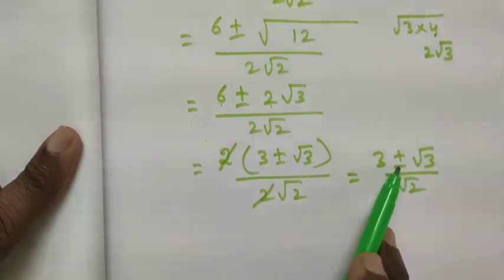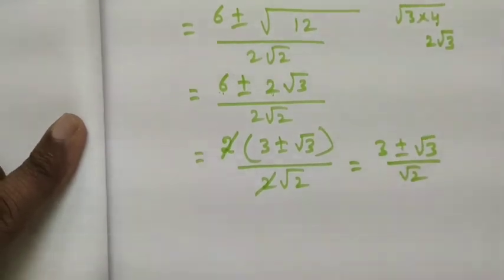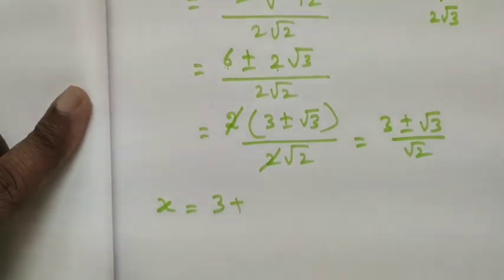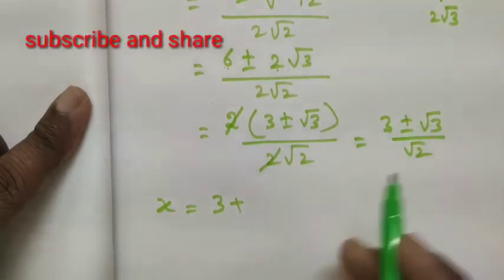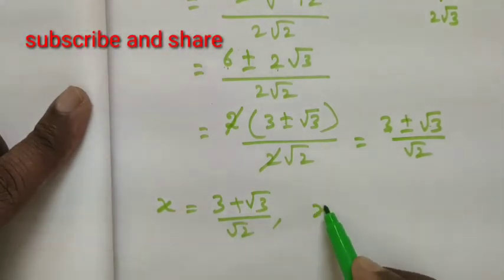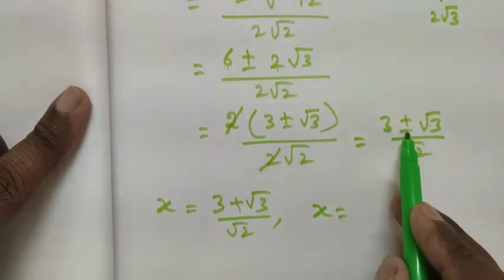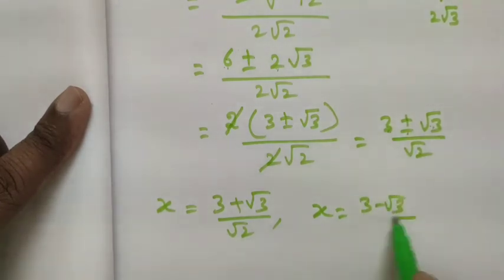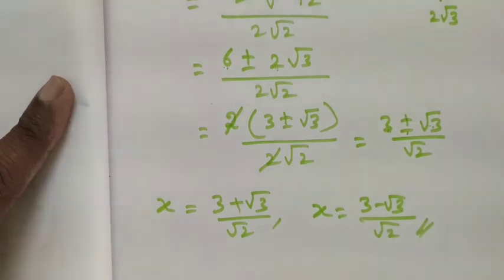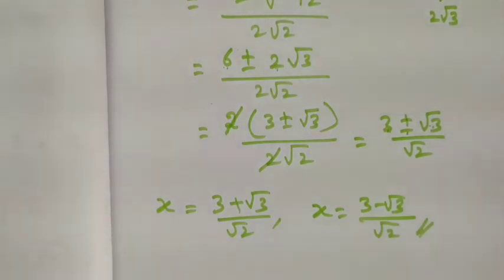Here we have both positive and negative values, right? First I take x = (3 + √3)/√2, one of the values. And then x = (3 − √3)/√2, it is the other value. So x = (3 + √3)/√2 and (3 − √3)/√2 is the answer.